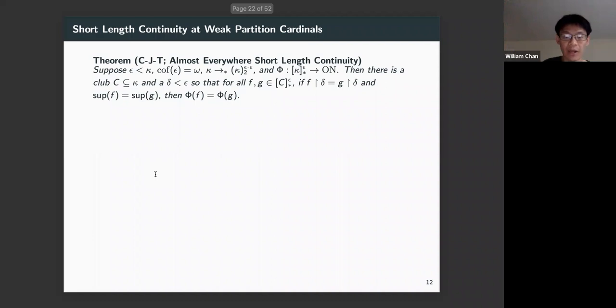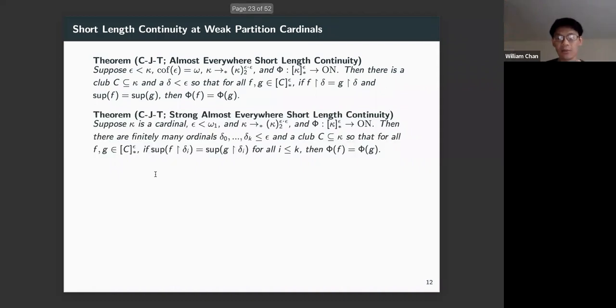In fact, if epsilon is less than omega 1, you can do even better. You can actually show that it's continuous in a finite sense, meaning that there are finitely many ordinals, delta 0 to delta k, so that on some club, if the sup of F restricted to delta i is equal to the sup of G restricted to delta i, then the values of the functions are the same. So when epsilon is less than omega 1, these functions are continuous in that they depend only on the sup behavior at finitely many points.